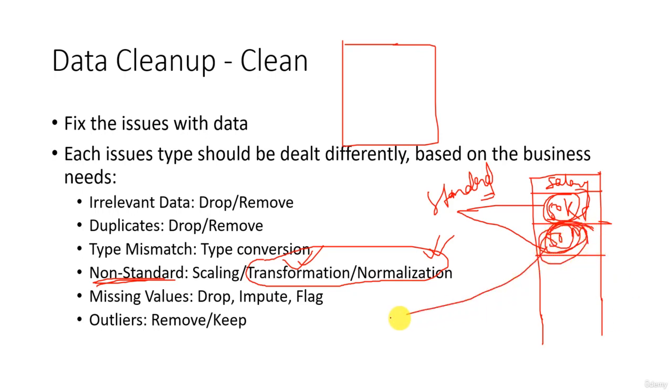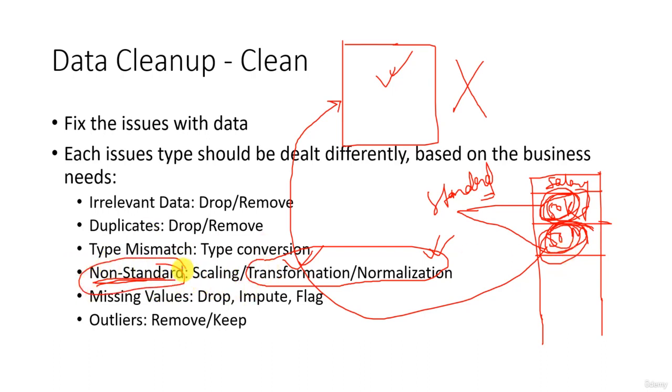So that means the billionaire will get higher importance in our machine learning model than a lower-salary person. That is what we don't want. We don't want our model to be biased toward anything. Our model should be neutral. It should treat each of these salaries separately. So that is what non-standard means.